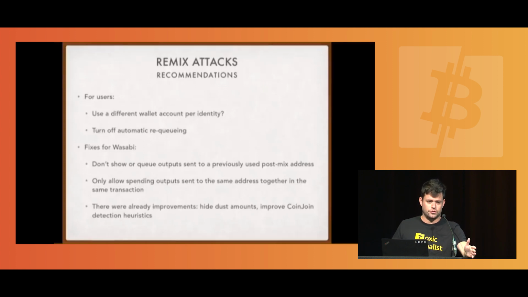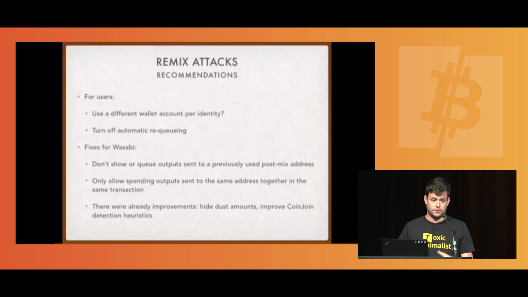For end users, I would say first of all, be aware that the wallet makes decisions for you. Maybe use a different wallet account. Wasabi supports multiple accounts, so maybe use a different wallet account for each identity that you want to have. It kind of misses the point of using a COINJOIN, because you want to de-link the connection between your identities, but you could try to do that.